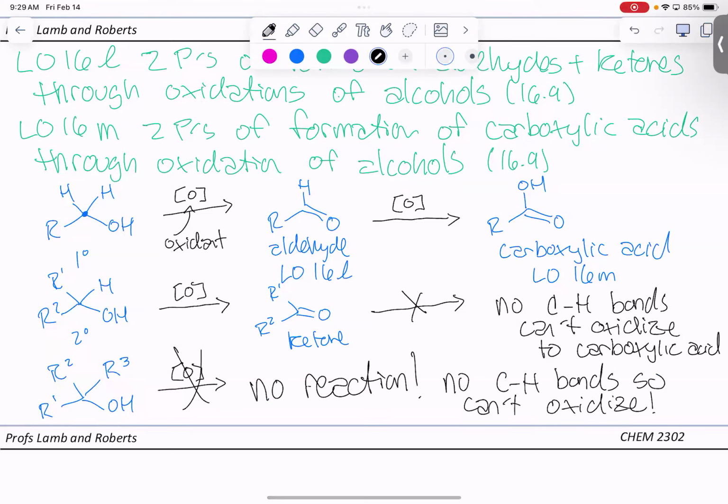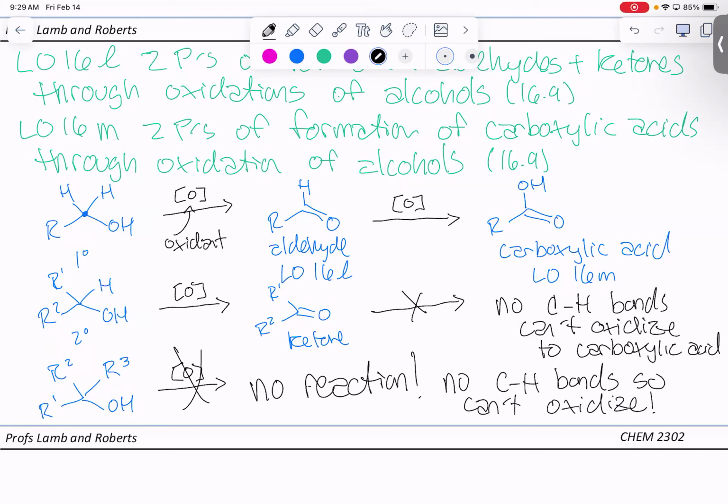So this is the difference between a primary alcohol, where we can go all the way and get rid of all those CH bonds, and a secondary alcohol. We can make it into a ketone, but we can't make it into a carboxylic acid. And a tertiary alcohol is never going to change. We can't have 5 bonds to carbon. We have no CH bonds to lose, so no reaction.